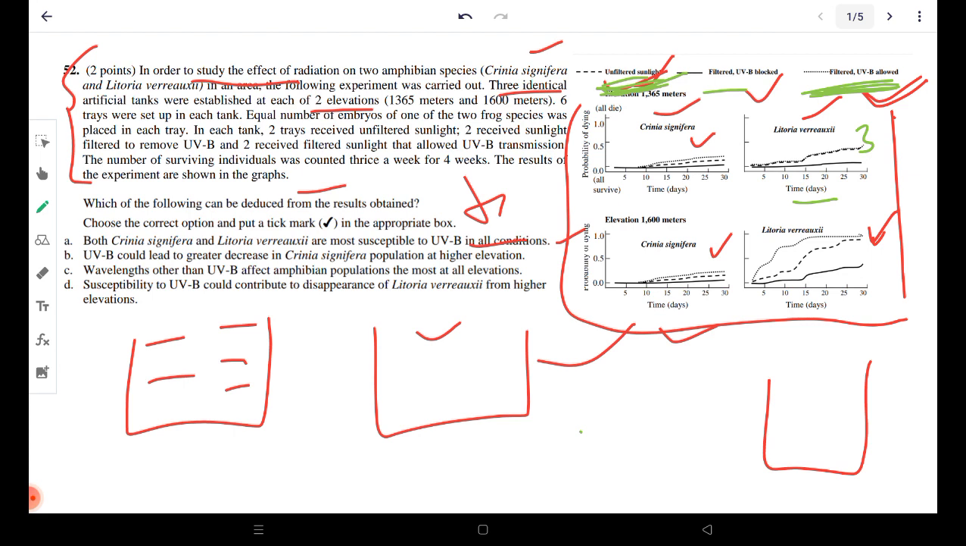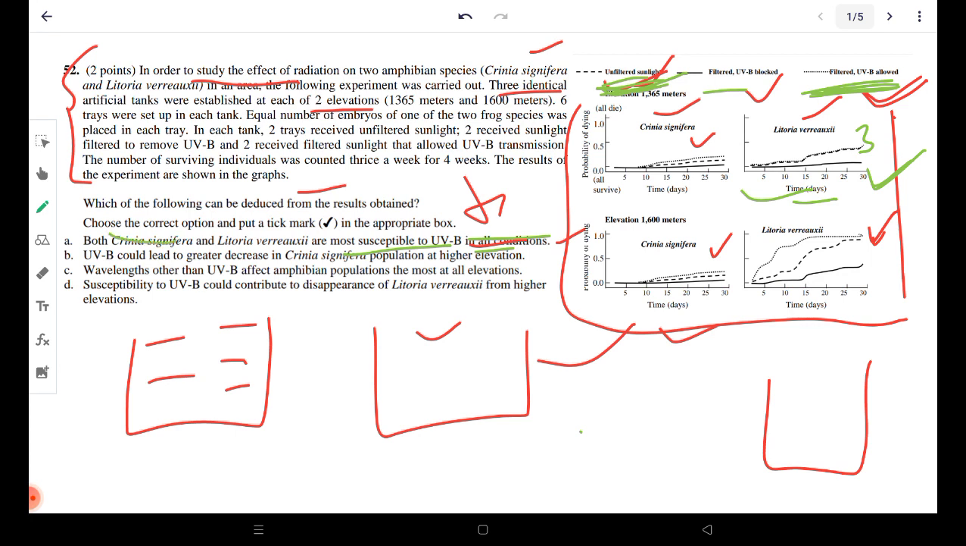So we cannot conclude that UVB is most susceptible in all conditions. Yes, UVB is susceptible in almost every case, but there are exceptions here in the second graph. So "in all conditions" is wrong. It is quite confusing, but only in the second graph we can conclude that it is not in all conditions. UVB is susceptible in most cases, but not for all the conditions. So this option we can eliminate.